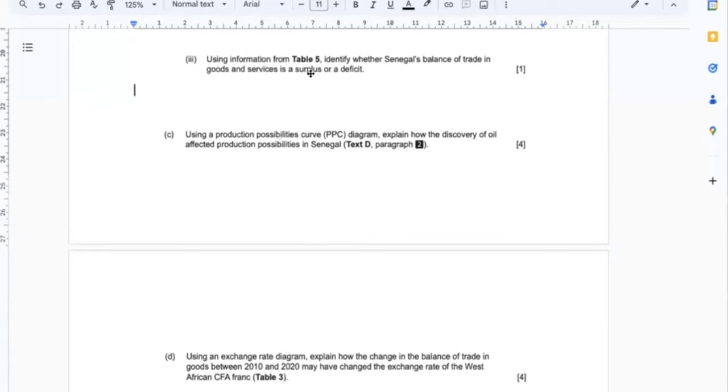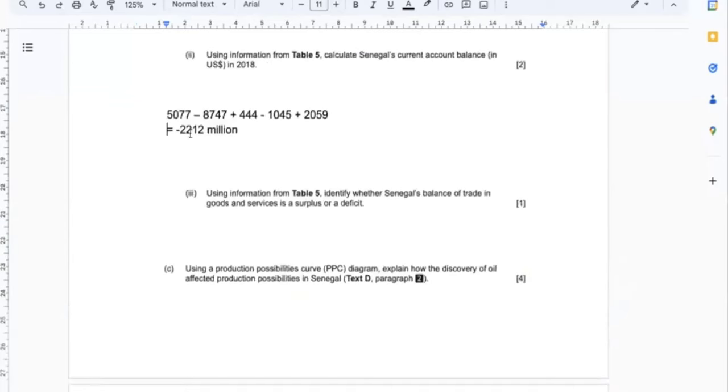Next, using information from Table 5, identify whether Senegal's balance of trade in goods and services is a surplus or a deficit. Super obvious, minus, in other words, deficit.